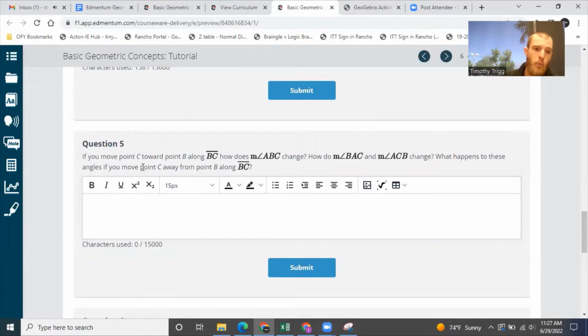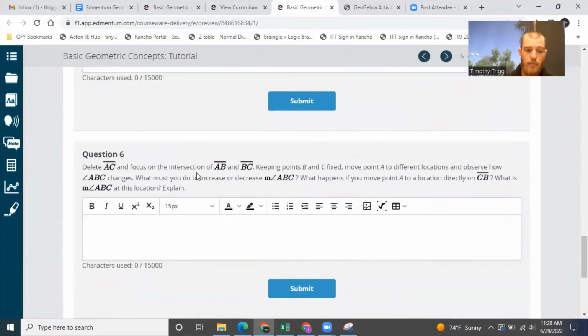If you move point C towards point B along segment BC, how does the measure of angle ABC change? How does the measure of angle BAC and measure of angle ACB change? What happens to these angles if you move point C away from point B along BC? Okay, so this is a lot.